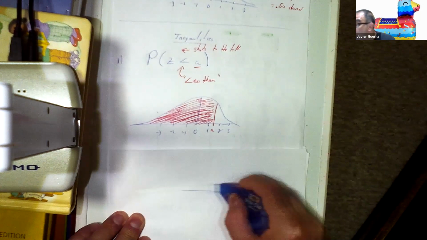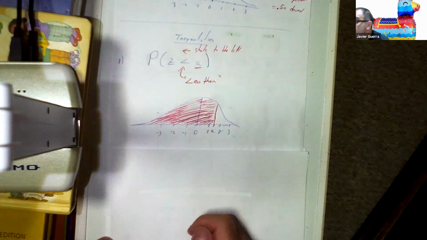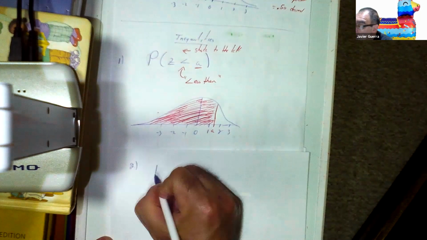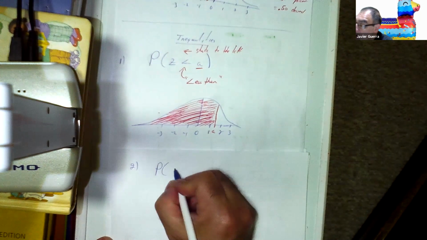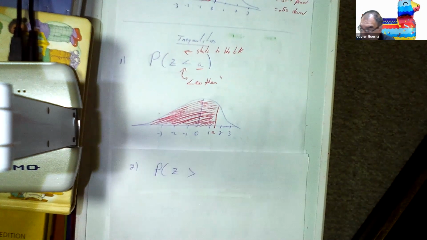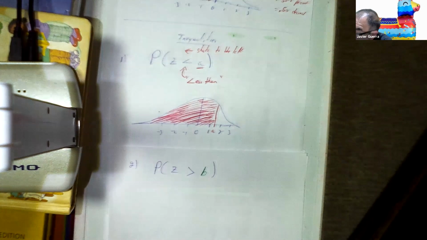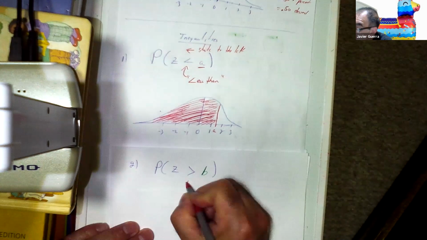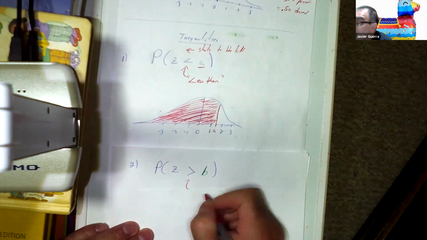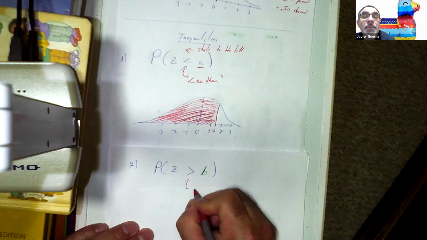The second one, I forgot to put the second one. Second one goes probability of Z, and then you have that, and we'll put B. So the symbol is the greater than. So that was pretty cool, how my student told me, hey, it looks like a capital L, right?